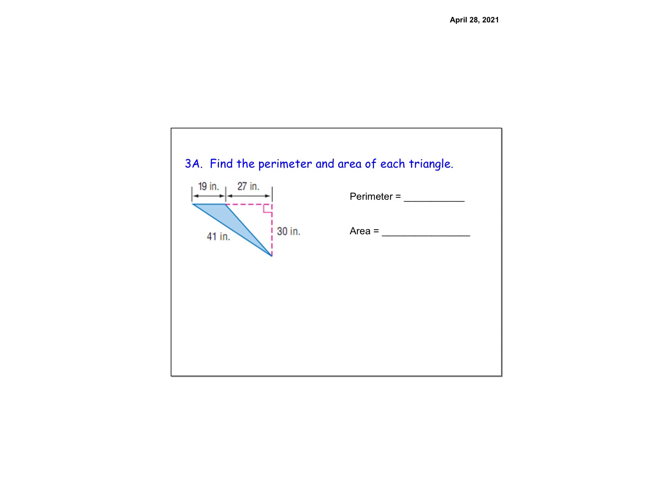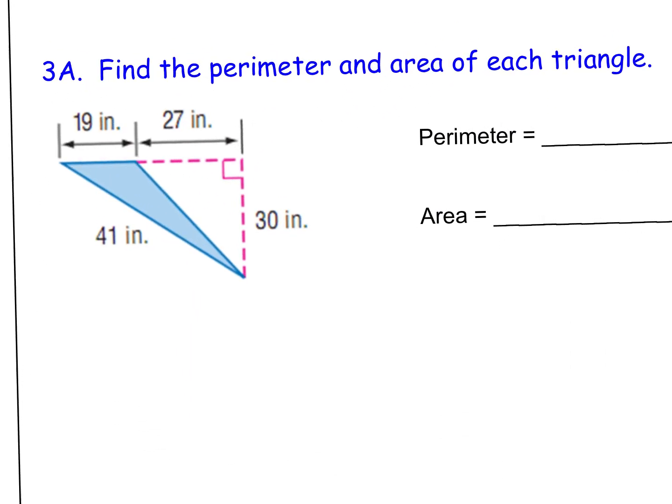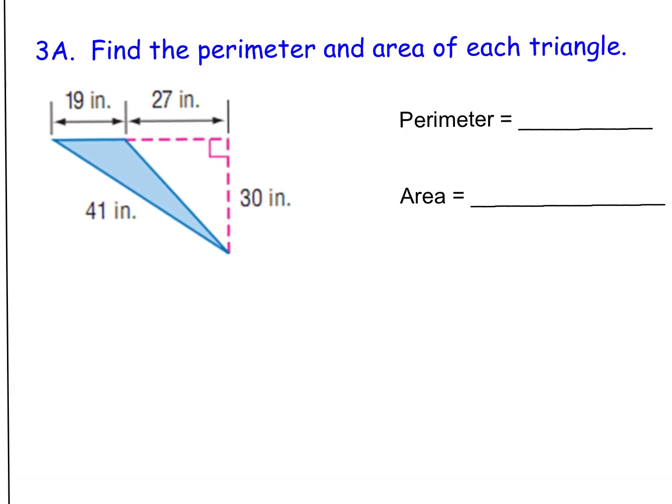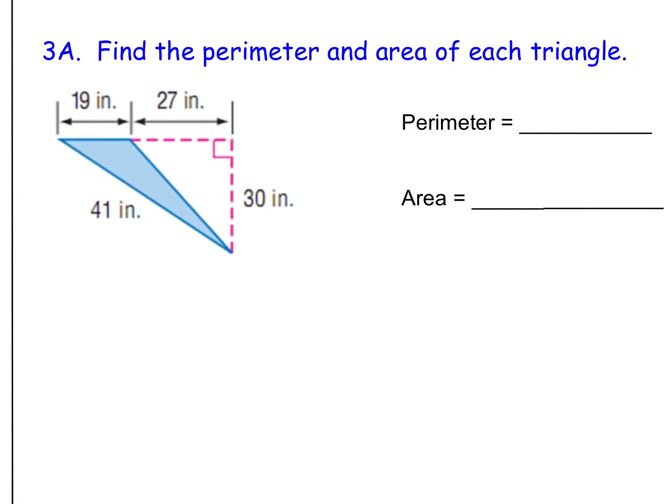So if I look, a little bit of work to do. Actually, I can figure out my area without too much struggle. I'm counting 19 as the base, 30 is my height. So this one's pretty easy. 19 times 30 divided by 2. That will be 285 inches squared. I'm still dealing with area, so it's still squared.